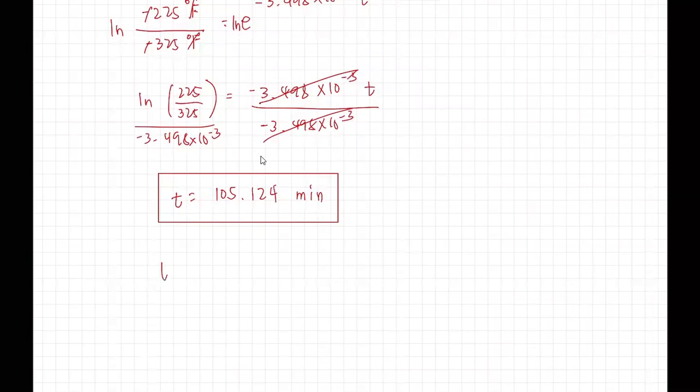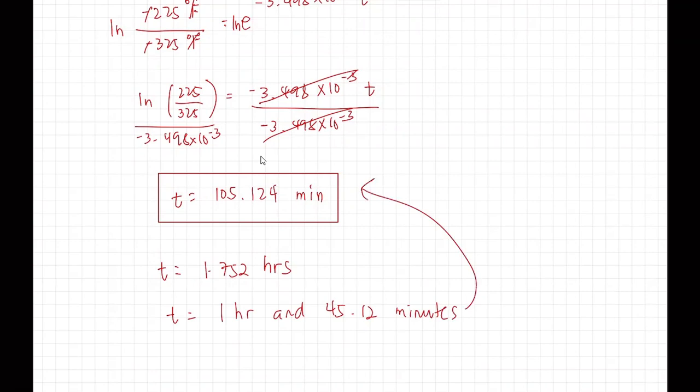So, you will have 1.752 hours. So, to be more specific, you multiply the 0.752 by 60. So, it will happen after 1 hour and 45.12 minutes. Okay? So, this is the conversion when an exact time is given.